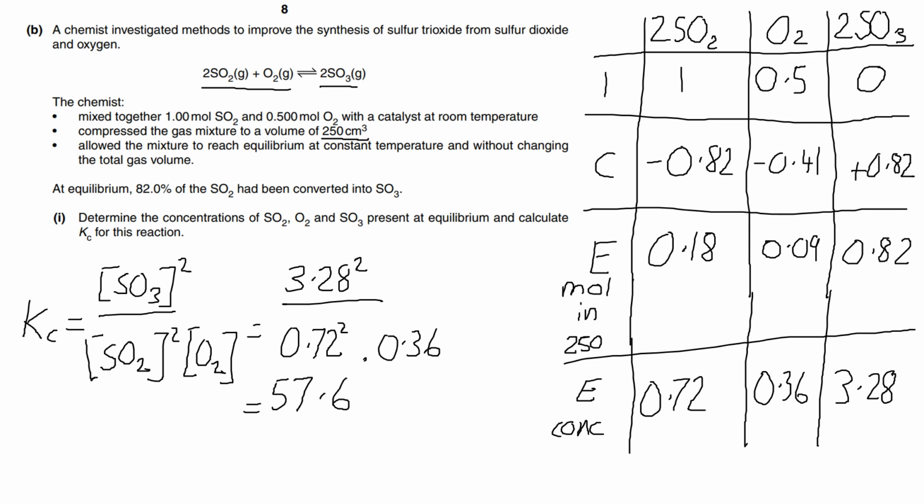In terms of units, you've got 2 lots of concentration on the top and 3 lots of concentration on the bottom. So when you cancel down the units, kind of these ones cancel down with those ones, which leaves you with one lot of concentration on the bottom, which is therefore moles to the -1 dm to the +3.